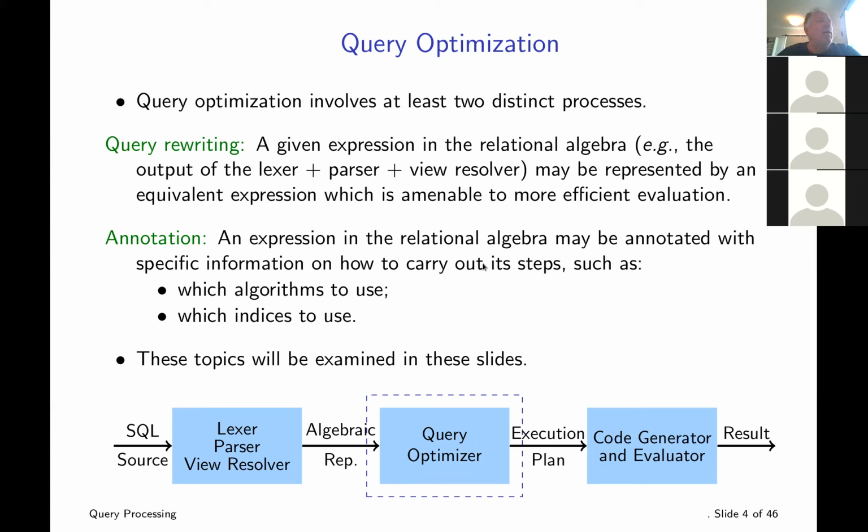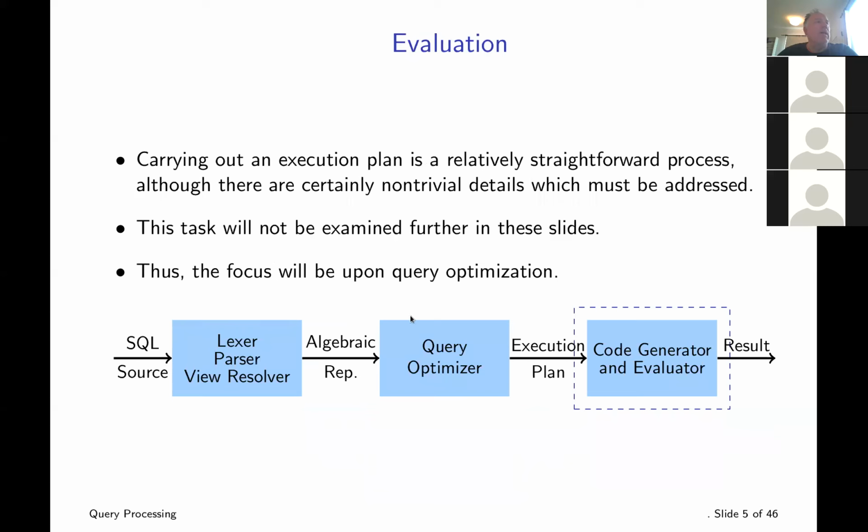So I think I already talked about this, but yeah, we have the extended relational algebra expression, and then we're going to annotate it with exactly what algorithms we're going to use and which indices we're going to use. And then evaluation we'll cover just kind of in the end. There are some interesting issues about evaluation, like parallel evaluation. So how do we use parallelism in the actual evaluation? Because that's nice if you can do it.